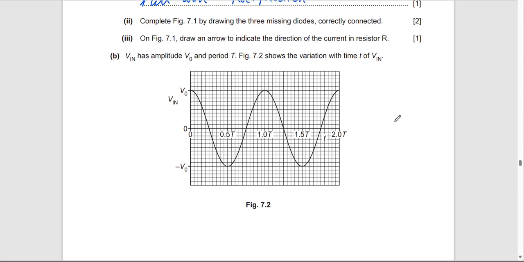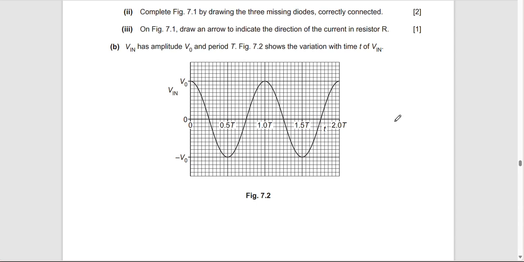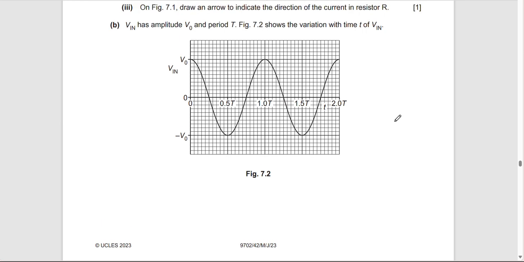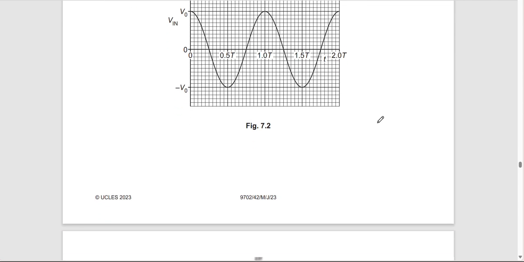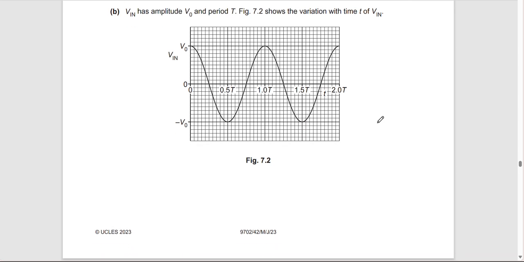Now we have V in, which has amplitude V naught and period T. Fig 7.2 shows the variation with time T of V in. So this is the sinusoidal wave for the input voltage, right? Since it's an alternating voltage, it's going to have voltage in both directions. That's why it is negative. There's a negative half cycle and a positive half cycle.